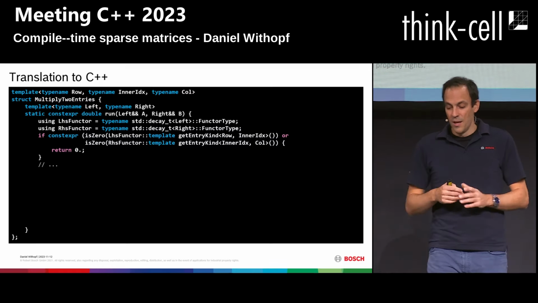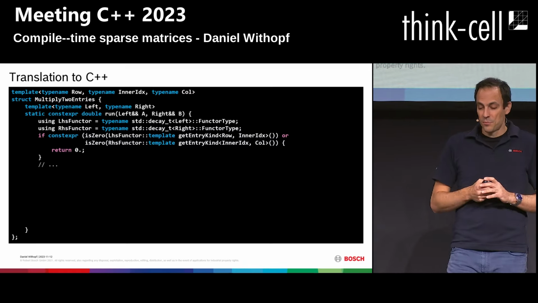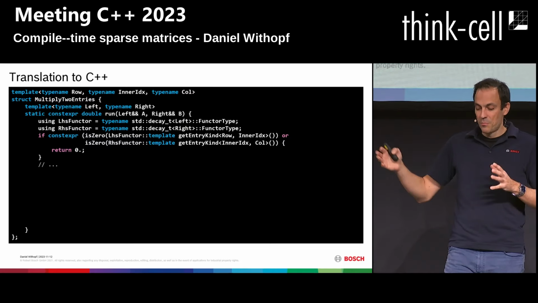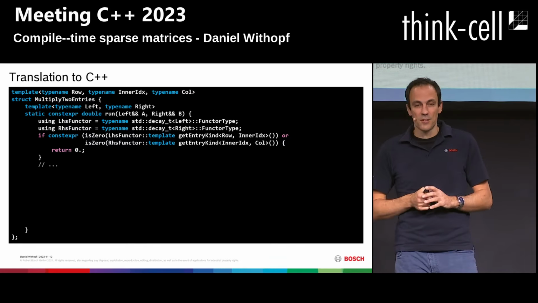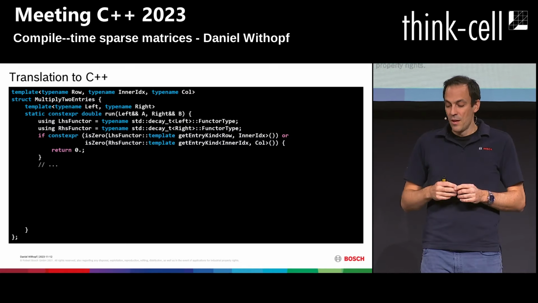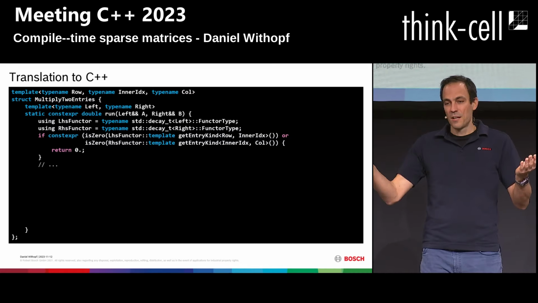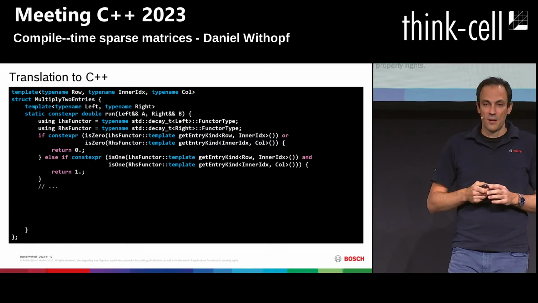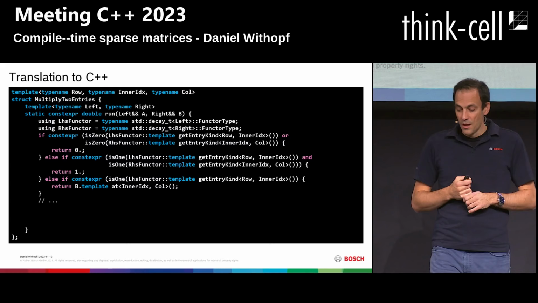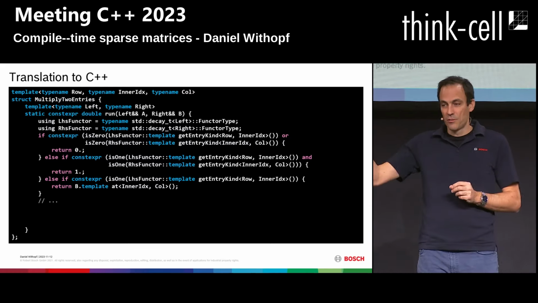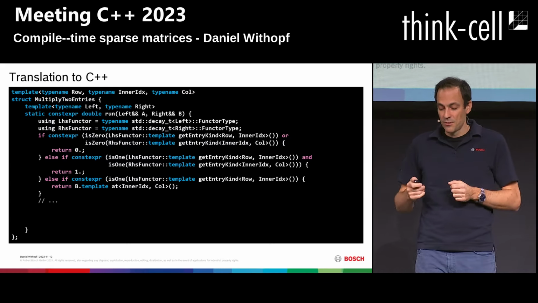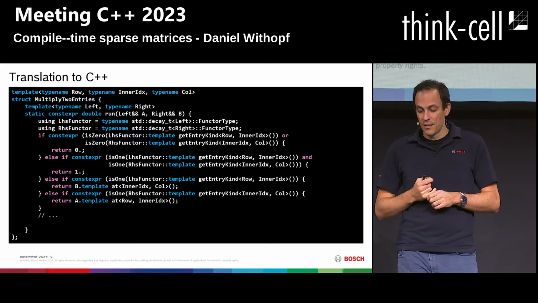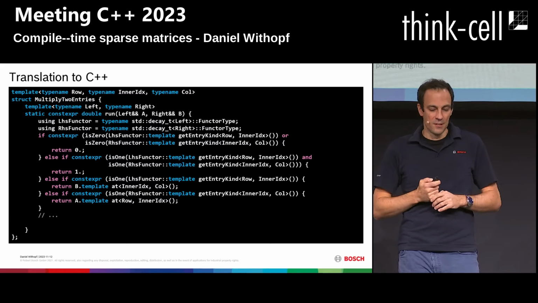So this is simply a method with three or four if constexpr expressions. The details are not so important. The most important thing are the if constexpr expressions here. So we're checking whether either the left-hand argument or the right-hand argument is zero in our multiplication. If that's the case, we simply return a zero. If both arguments are one, we're returning a compile time one. If the left-hand side is one, we're returning the right-hand side. We don't need to do a multiplication then. If the right-hand side is one, we're returning the left-hand side.